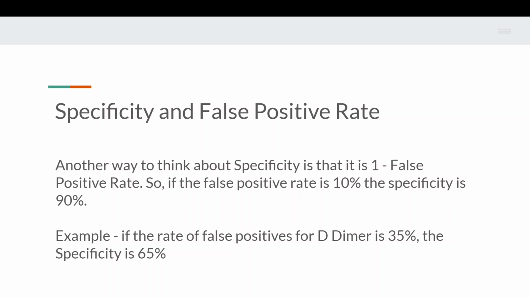Another way to think about specificity is that it's 1 minus the false positive rate. So if your false positive rate is 10%, the specificity is 90%. If the rate of false positives for D-dimer is 35%, the specificity is 65%. That makes the questions a little bit easier to talk about, but you do have to remember that it's 1 minus that false positive rate.